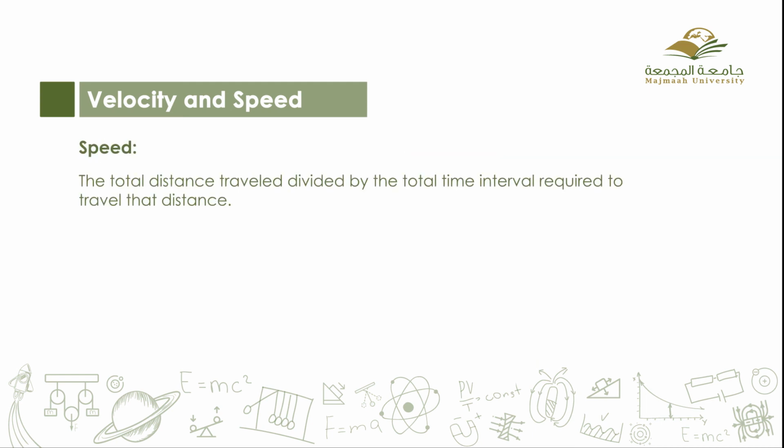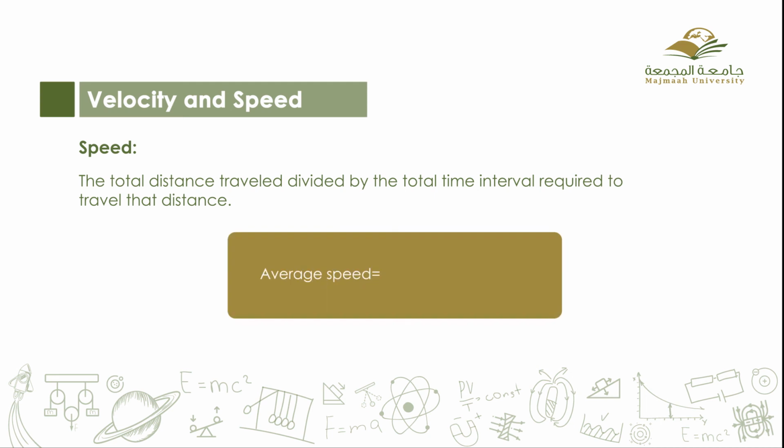The speed is the total distance traveled divided by the total time taken during the movement. Okay, it doesn't care about direction. Whatever its direction, what matters to me is the distance covered. So the average speed will be the total distance divided by the total time. Now you know the difference between position, velocity, and speed, and how to find each of them.